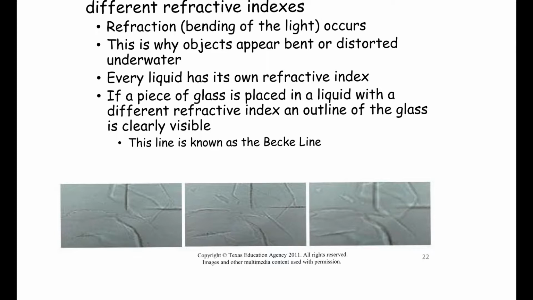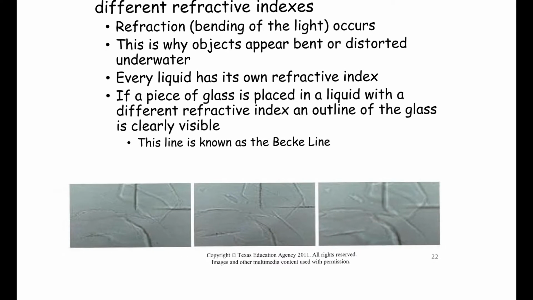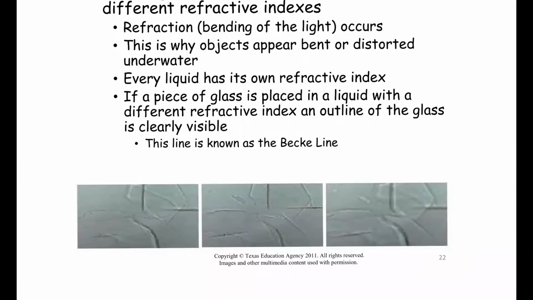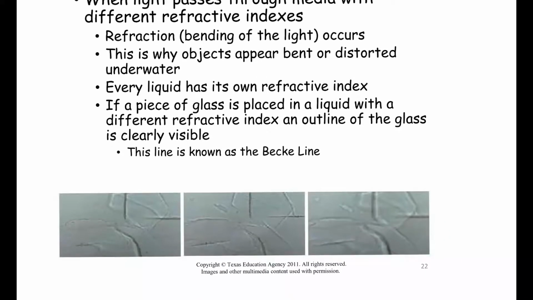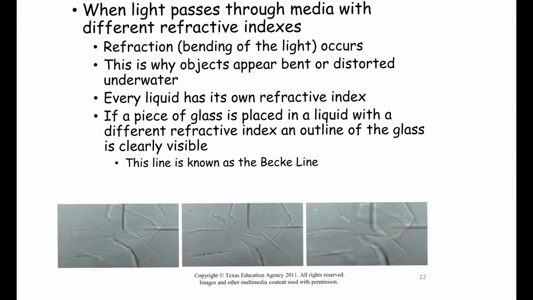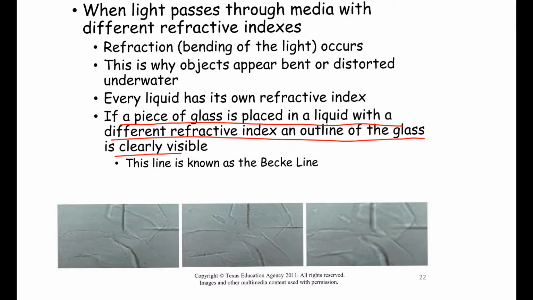What we're looking for is either can I see the outline of this piece of glass in this liquid, or can I not see the outline? And each of those things will tell us something different about the material. So I was saying if I take a piece of glass and I put it in a liquid that has a different refractive index to that piece of glass, I can see an outline of that glass in that liquid.